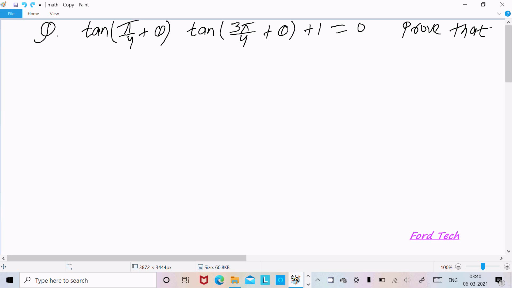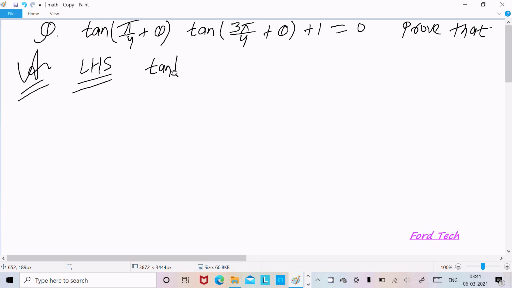Hello friend, in this video lecture I am going to prove that tan(π/4 + θ) tan(3π/4 + θ) + 1 = 0. So let's see the answer. Here I am going to take the LHS, that is the left hand side.